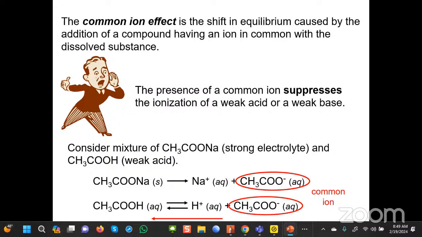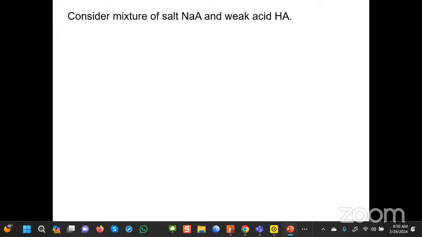And this will become important later on, as you're going to see, when it comes to how buffers behave, right? You're going to learn about buffer solutions, which are very important solutions, especially when it comes to biological systems, all right?